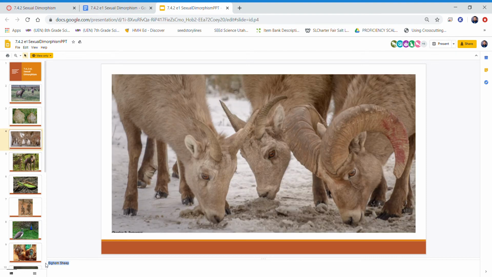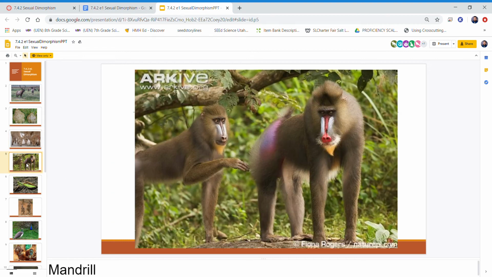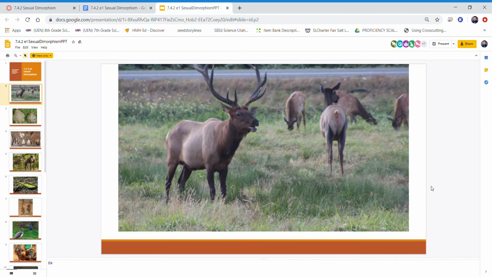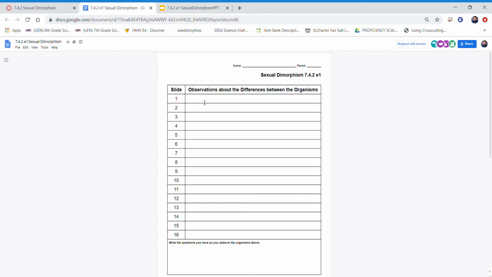This right here is the bighorn sheep. Do we see a difference here? I do, but look closely at the differences between the ones that are there. These are called mandrills. All of them should have been this large. We can see the name pretty clearly. So that's what you're going to do as you go through here. Slide number 1, you would just go back to slide 1, and you'd say, well, I know that this one here has these big horns, and then this one has no horns. So I'm going to say the one with horns is, and I would just type that in right here. So you're going to do that for all 16.